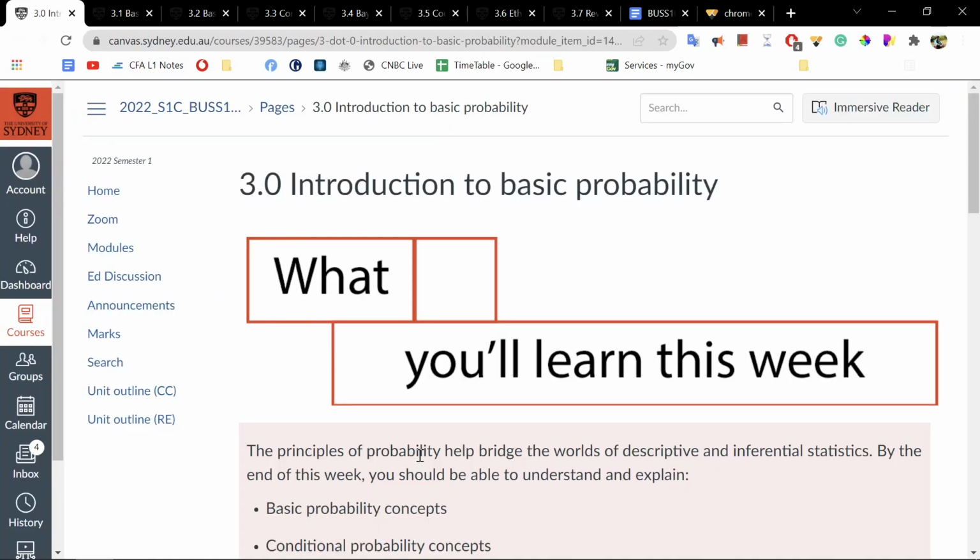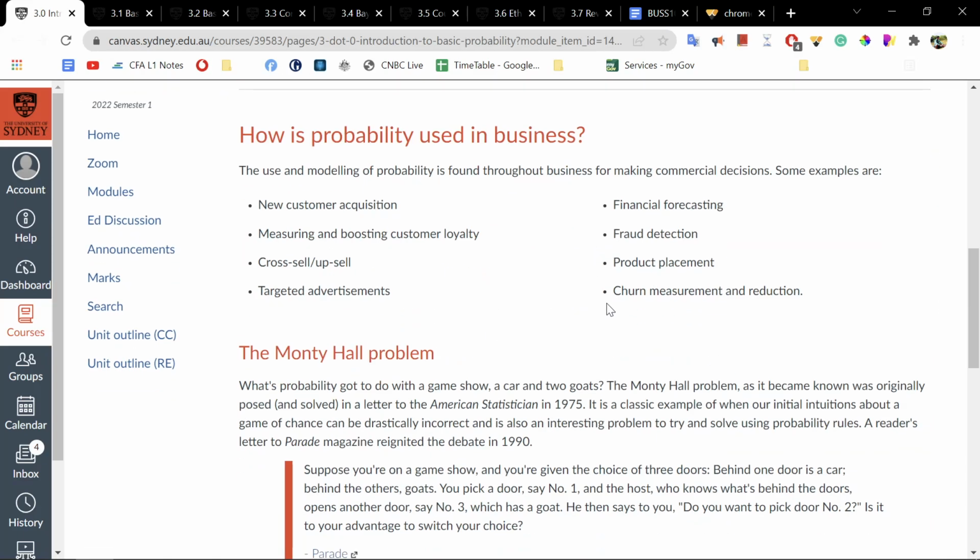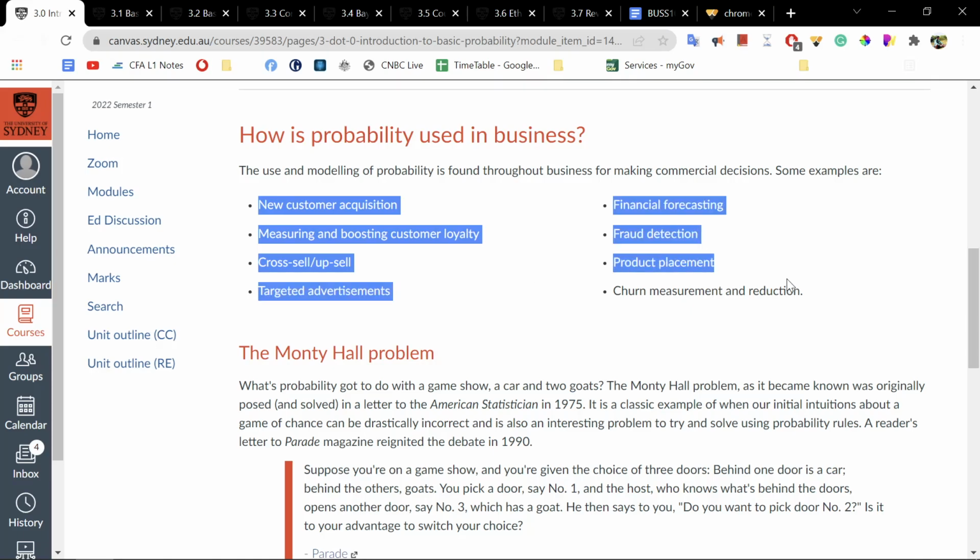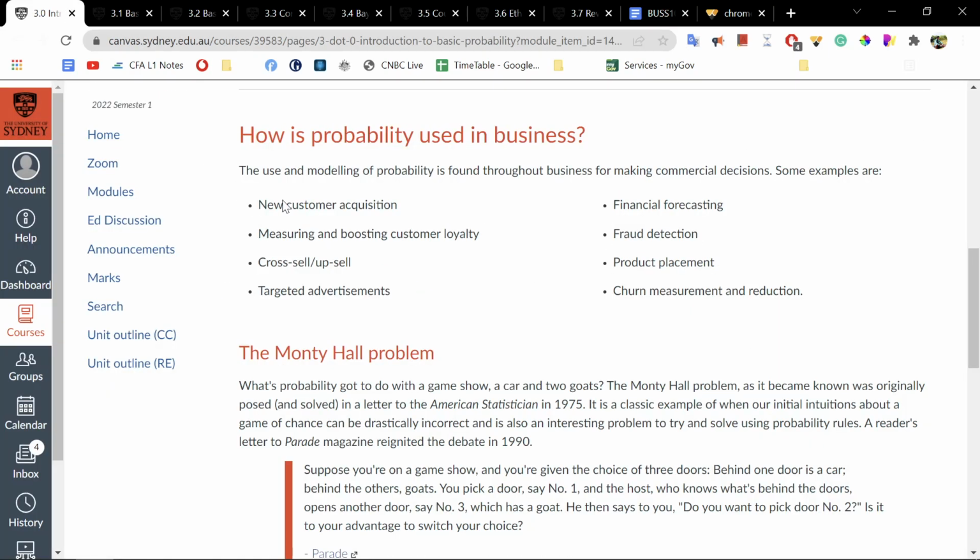Okay, let's look at the Canvas modules really quickly. So, introduction to basic probability. How is probability used in business? I didn't include this in my notes since I don't really think this is that important. Once again, there are many uses of probability. Here are just a few: financial forecasting, product placement, and product pricing is also another.